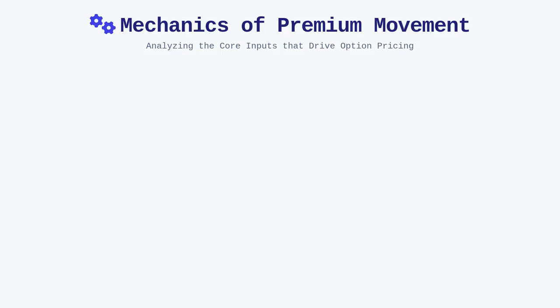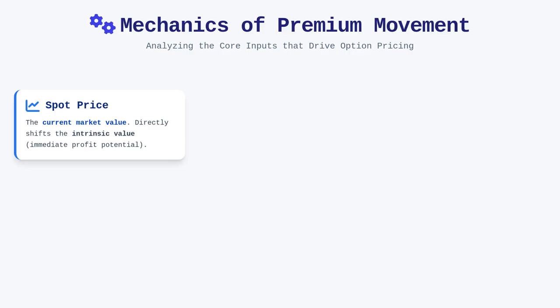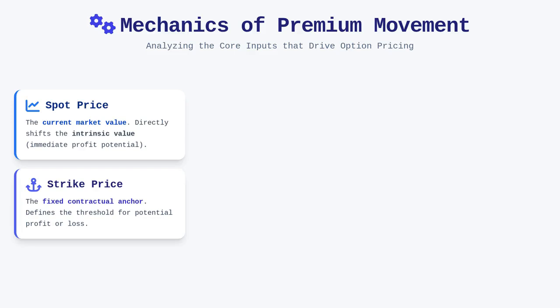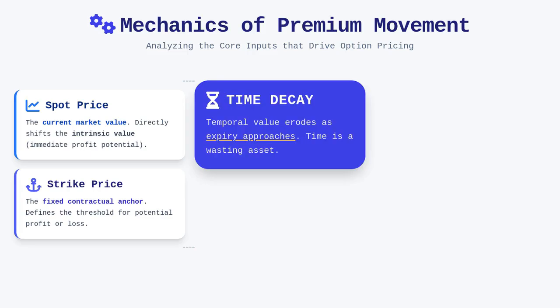Let us dissect these inputs to understand the mechanics of premium movement. The underlying spot price is the current market value, and as it moves, it directly affects the intrinsic value of the option, which is the immediate profit if the option were exercised today. The strike price, by contrast, is a fixed contractual term that defines the anchor point for your potential profit or loss. Time to expiration is a critical component because it dictates the temporal value of the option, with options losing value as they approach expiry, a phenomenon we measure as time decay.